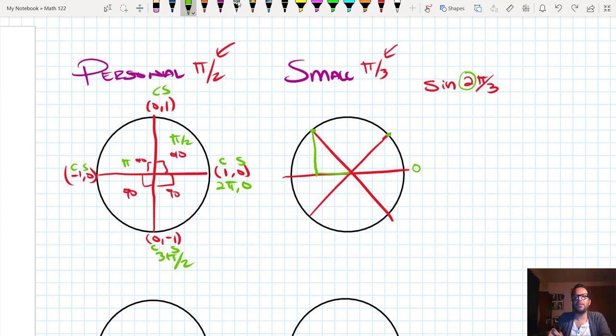Let me do another example using pizzas. What if we want to evaluate 5 pi over 3? When we do 5 pi over 3, we are doing the first, second, third, fourth, the fifth slice, right? The fifth slice. From there, we draw a triangle. This is going to be negative root of 3, 1, and 2. And then just use the same approach as in the triangles, right?